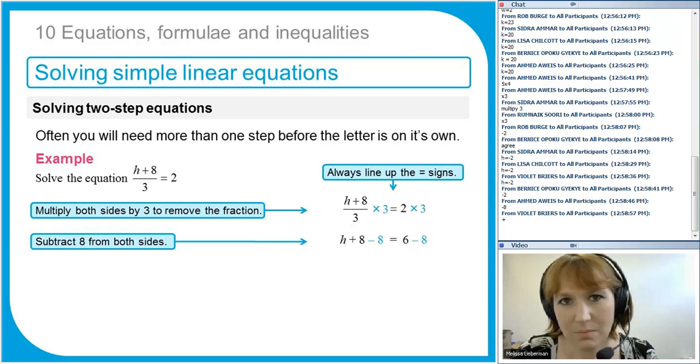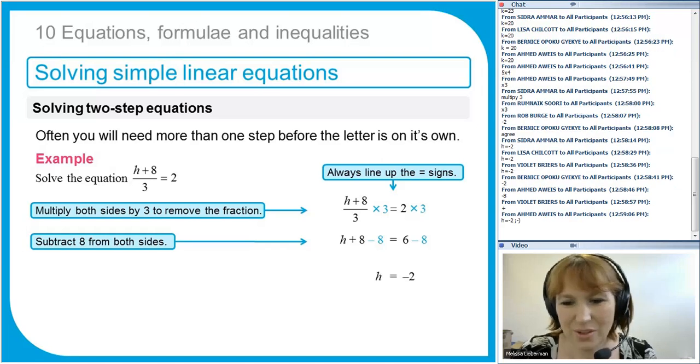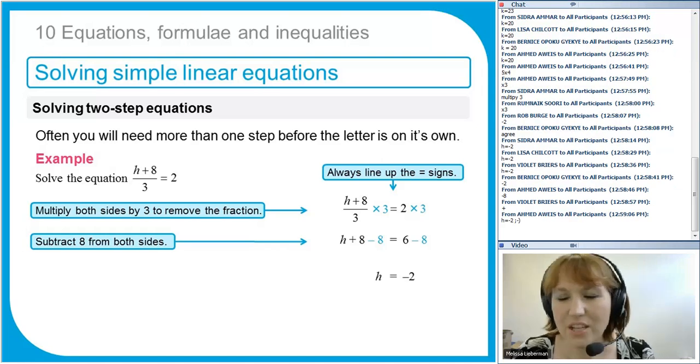And then I've got 6 subtract 8. Very good, everyone that's written -2 there. Good. 6 take away 8 is -2. So h is equal to -2. And then check that that works.